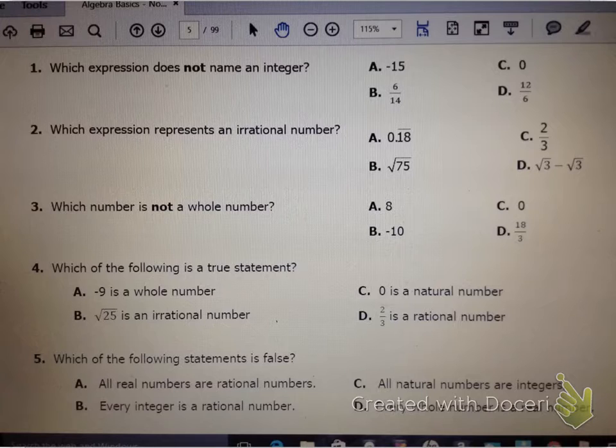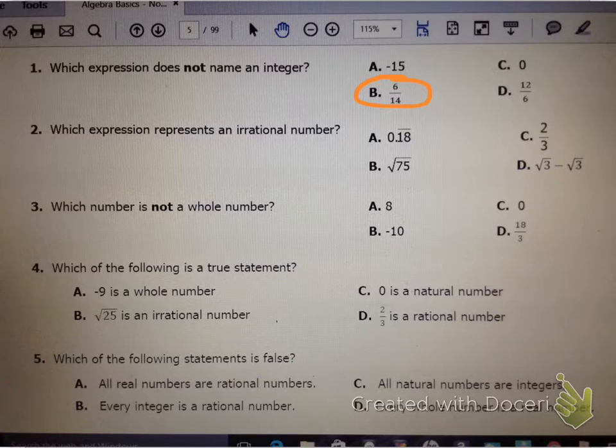The rest of these are basically thinking and trying to process these thoughts in your mind. Which expression does not name an integer? So you're going to be going through, okay, is A an integer? Well, it's negative, so it is an integer. Is 0 an integer? Well, yes, it's a whole number, so it's included in the integers. We've got 6/14. Is that an integer? No, because it's a fraction. So we know that's that answer.